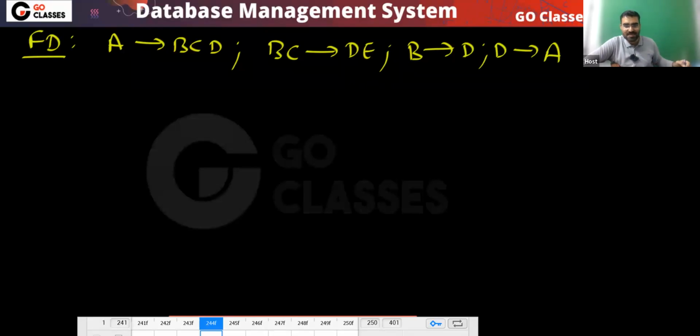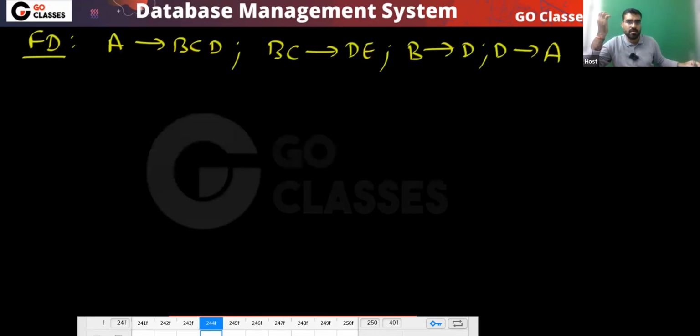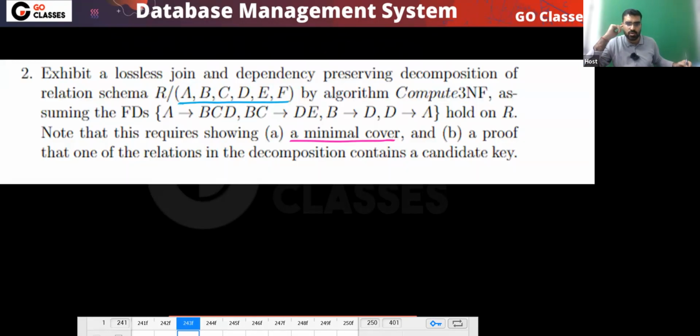Okay, so let's see this. You can notice this is your relation ABCDEF. Remember, first of all, in the relation, you find the candidate key. Before anything else, you find the candidate key, because we need the candidate key for 3NF decomposition, right? So first you find the candidate key in this.